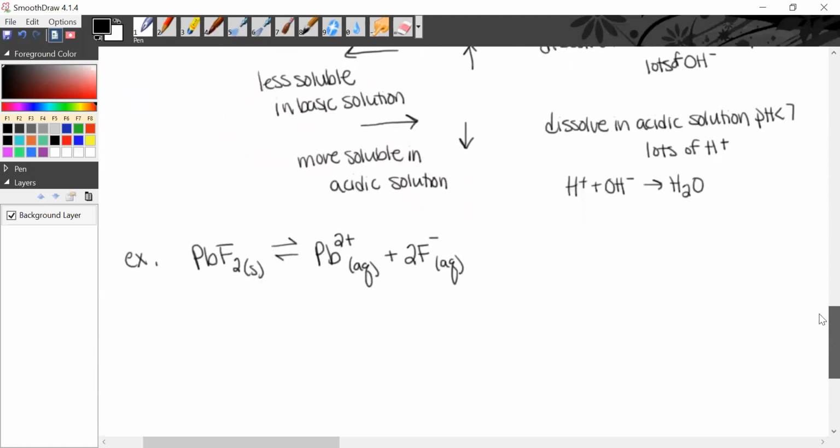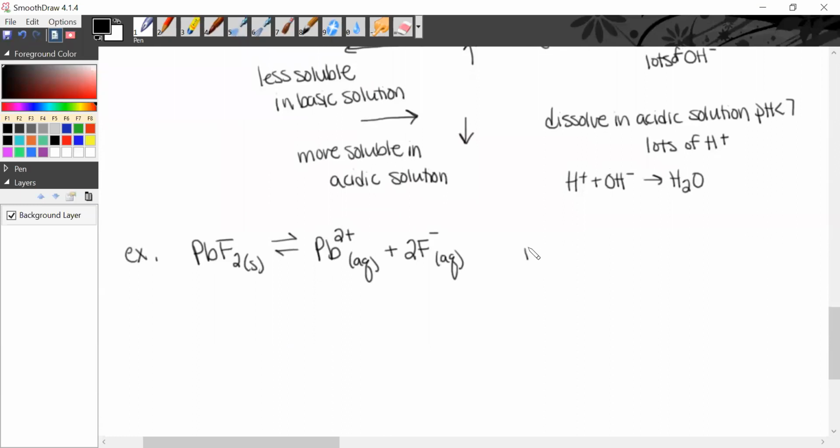Let's look at this particular salt and see what happens in acidic solution. Like a pH, again, less than 7, which means we're talking about lots of H+. This one is really unclear about what kind of effect this is going to have. You've got to dig deep in your chemistry here to figure out how this H+ is going to affect this equilibrium.